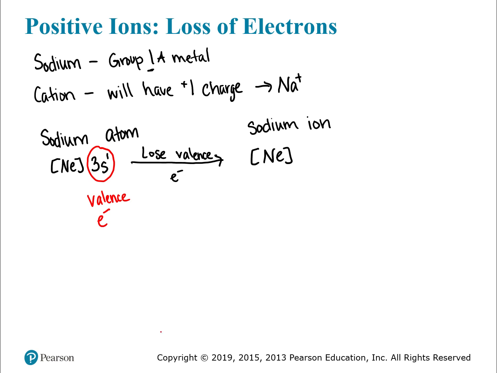The 3s1, that's our valence electron. And we lose that when we form the sodium ion. Notice there's no 3s there. All metals go through this. They lose their valence electrons and they look like the nearest noble gas.